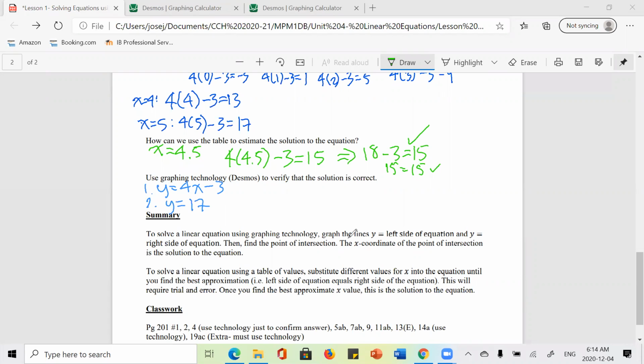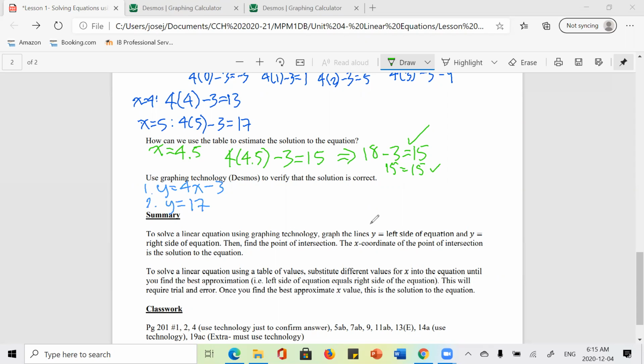Again, when you're using technology, you graph y is equal to the left-hand side of the equation and y is equal to the right-hand side of the equation. Then you find the point of intersection. The x-coordinate is the solution. And if you're using a table of values, you're basically using guess and check, right? You're trying out different values, and then you try to find the best approximation for it.